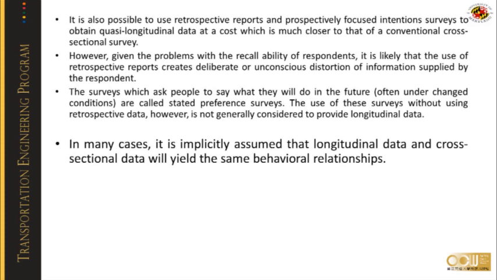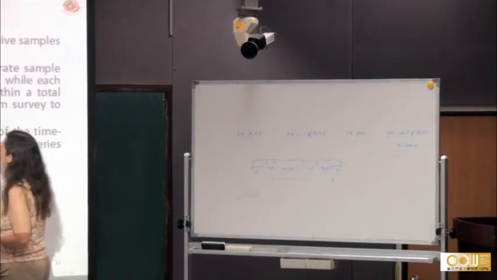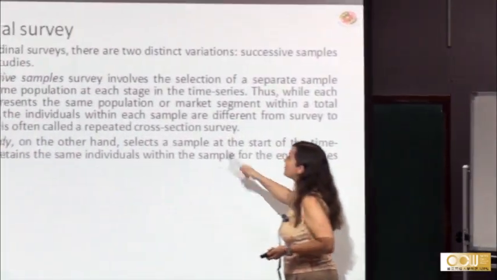different sources of data. So when you collect longitudinal surveys, there are two distinct variations. You can do successive sample or panel studies. Successive survey means that you have different samples of the same population at each stage in time series. So the survey is the same, right? The kind of question you are asking is the same, but you ask this question to different samples.